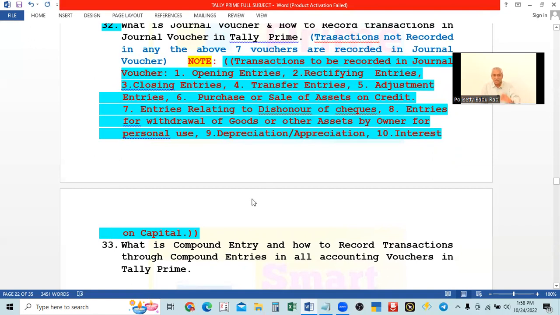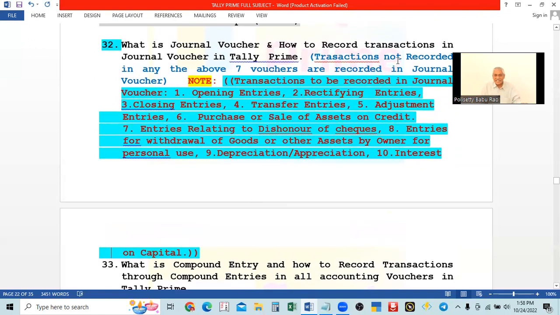On the whole, all the transactions which cannot be recorded in any of the previous 7 vouchers (receipt, payment, contra, purchase, sale, debit note, credit note) are recorded in the journal voucher. It is called simply journal also. The journal voucher is the same or similar to the journal maintained under manual accounts.